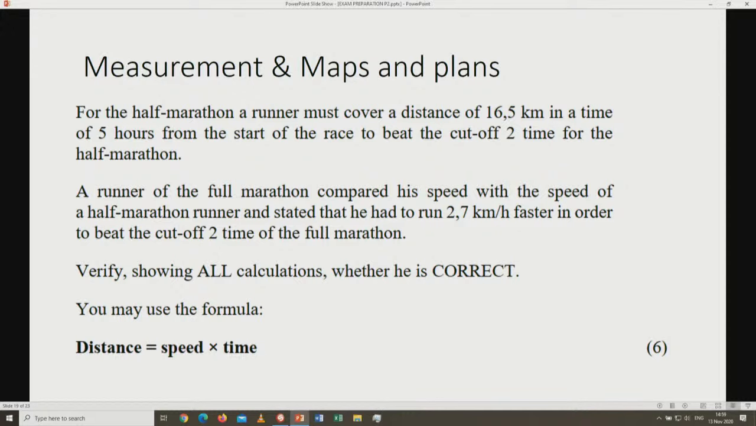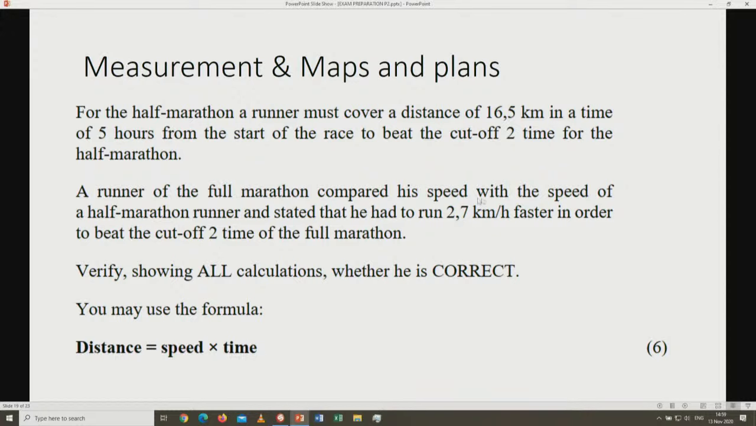The moment you see the word verify, then it means that at the end of the day, you need to make a conclusion of some nature. You need to say whether this person is correct or incorrect, right or wrong, yes or no, but you need to answer some question. Now, in the first part of this question, you were given that for a half marathon runner, he must cover a distance of 16.5 kilometers in a time of 5 hours. So you are given a distance and you are given a time.